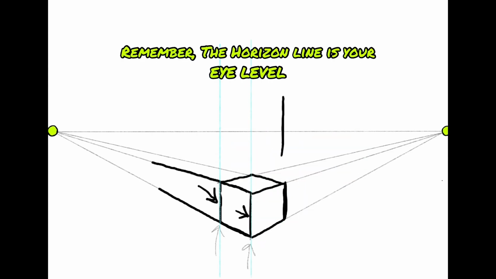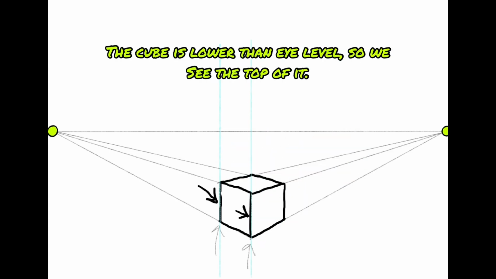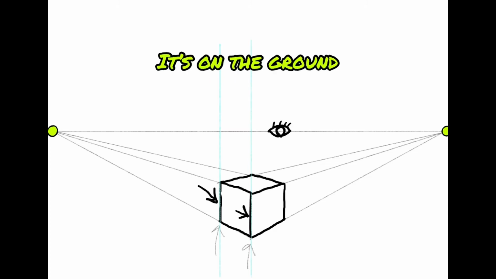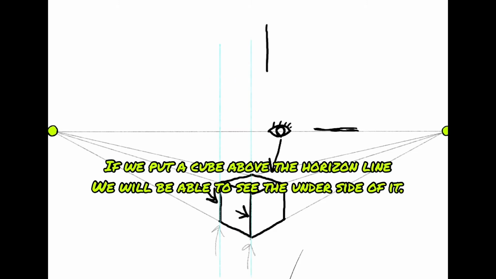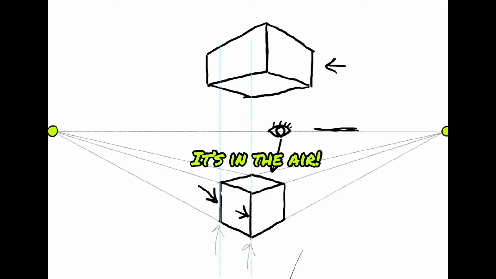Remember, the horizon line is your eye level. The cube is lower than the eye level, so we see the top of it. It's on the ground. If we put a cube above the horizon line, we will be able to see the underside of it. It's in the air.